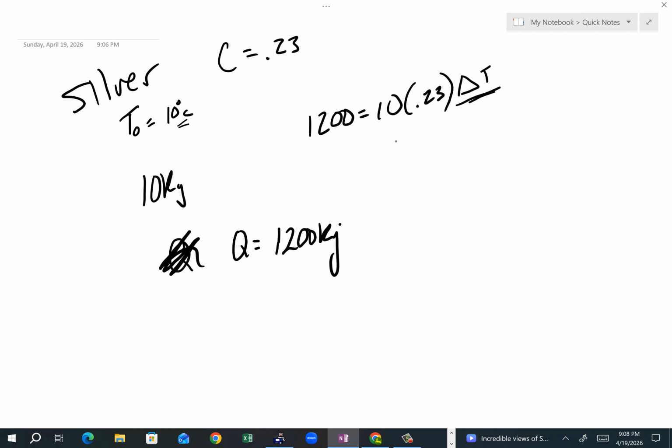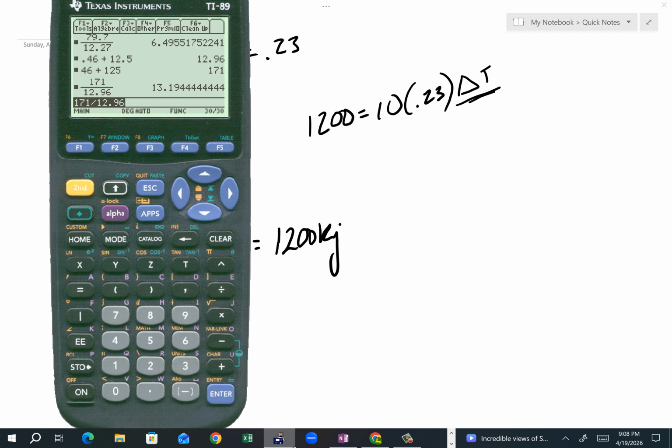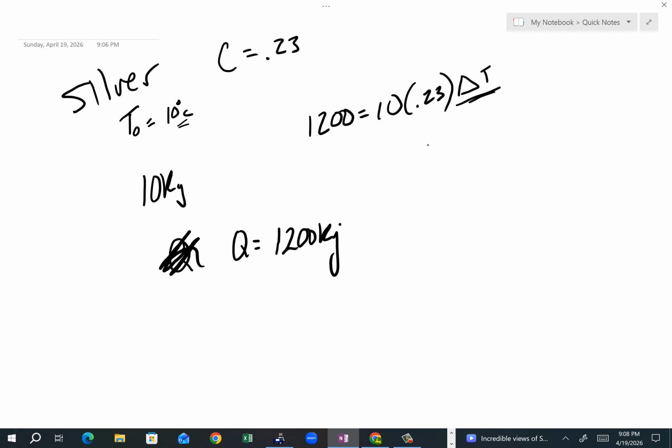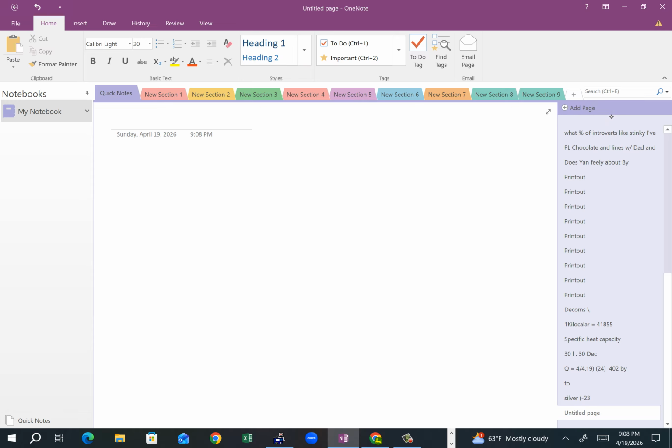And so 10 times that is 2.3, so 1200 divided by 2.3 is 521 degrees change in temp. From what? Well, from 10. So we are currently then going to be at 531 degrees C. Yay! And we can play this game until we're blue in the face. Specific heat is actually quite easy to do. Okay? All right.